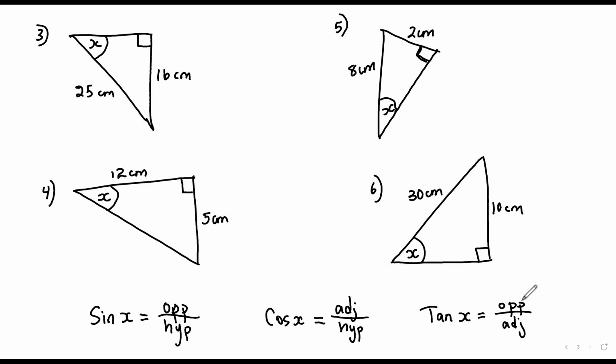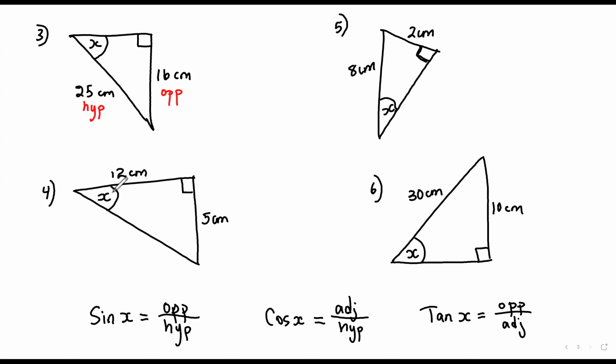I'm going to help you. I'm going to even go a step further and label the sides in all of these triangles. All right. So in number 3, if x is my angle of reference, the opposite side will be 16 because that's opposite the angle of reference. And then the hypotenuse will be this side that's 25 cm, since it's opposite to the right angle.